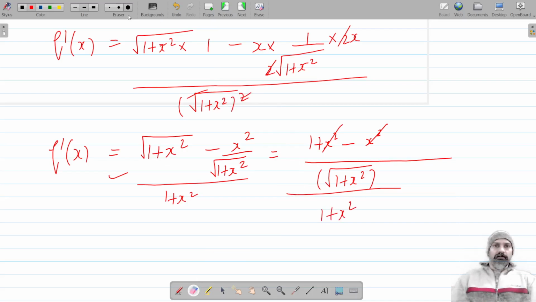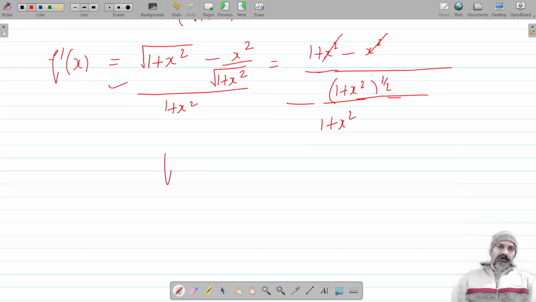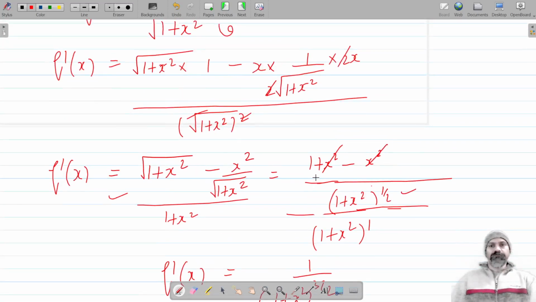So I can write this under root as raised power half, and finally f dash x is 1 upon, now half plus this power 1 is 3 by 2, so this is 1 plus x square to the power 3 by 2.